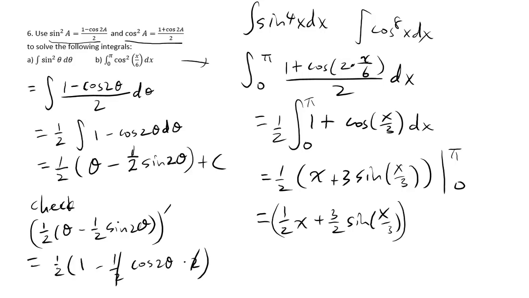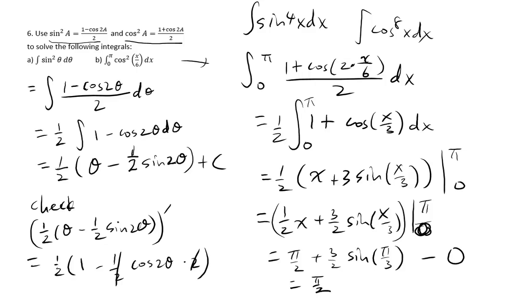Now you still have to plug in pi and 0, so let's plug in pi. That's going to give you pi over 2 plus 3 over 2 sine of pi over 3. And when you plug in 0, that's 0. Sine of 0 is also 0, so when you plug in 0, it's just going to give you 0. So pi over 2 plus, since sine pi over 3 is radical 3 over 2, you get 3 radical 3 over 4. So that's the final answer.